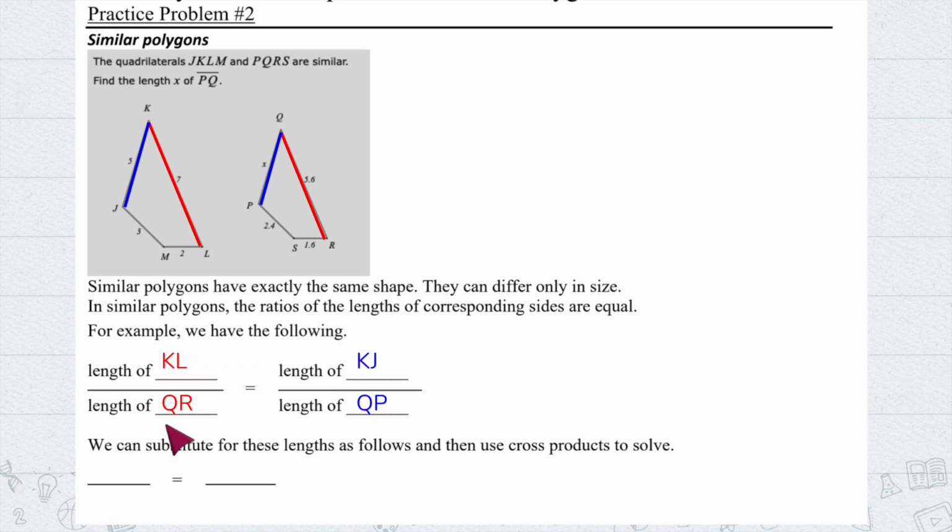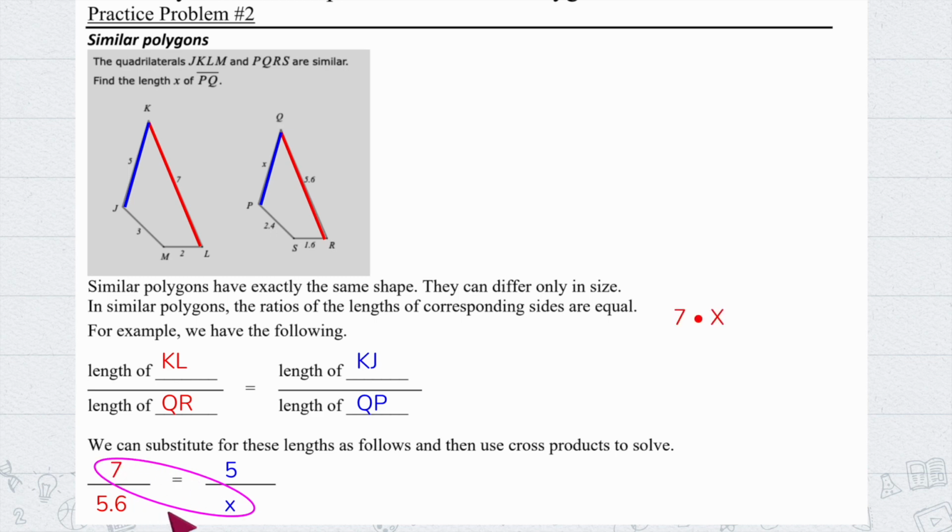And then on the top, the same figure, and on the bottom, the same figure. So large figure, small figure. Or you could say the figure on the left, the figure on the right, however you want to describe them. Now we're going to actually put the side lengths in. So KL, well, that was 7. And QR, that's 5.6. KJ, that's 5. And QP, that was X. They animated backwards, but that's okay.